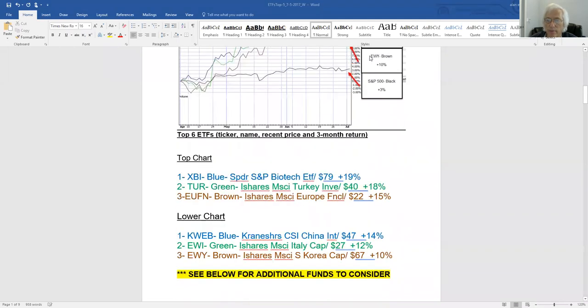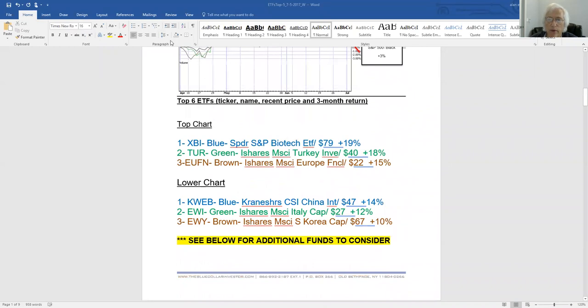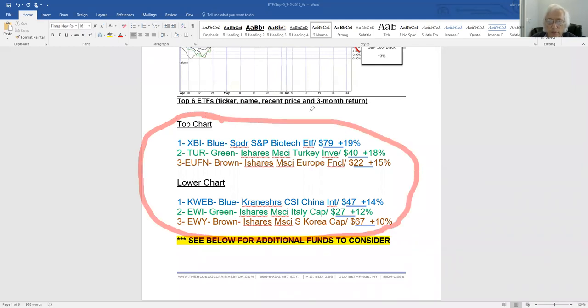Now we're going to scroll down to the bottom of page two, where we give you additional information on those six securities. We name them, give you the ticker symbol, and then the price of the security at that particular point in time. XBI was trading at $79 and it was up 19%. We also put down the color that they represented on the chart. So you have the top chart, the lower chart, the three securities on each, the price, and the price performance.